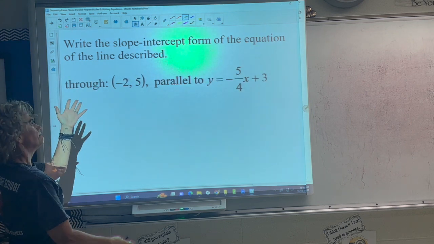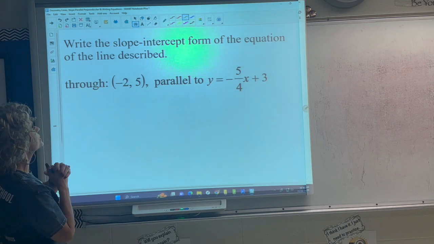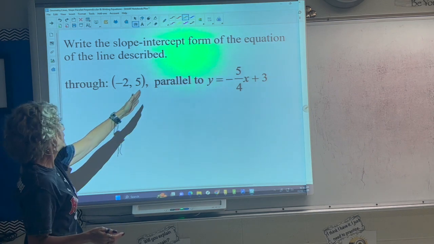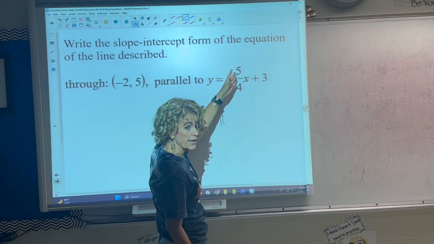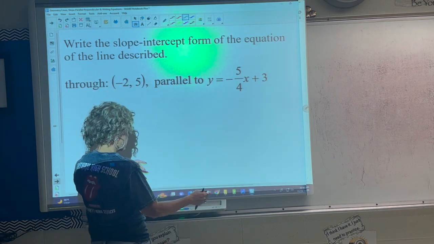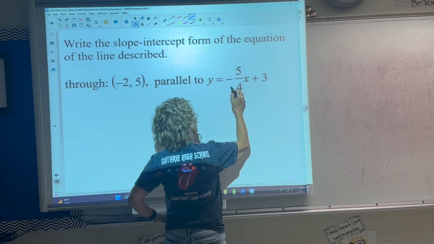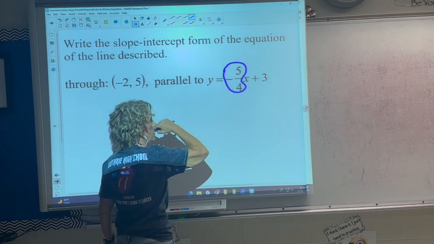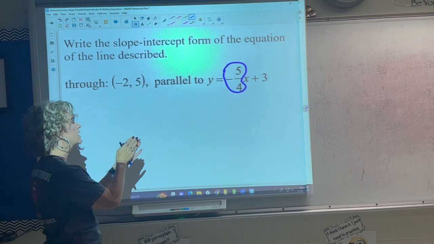Okay. Same song and dance. Write the slope intercept form of the equation of the line described. Okay. Again, it's parallel. They gave us this so we know the slope that we're working with. And this is my point. So my slope here is not an understood 1. It is the coefficient of x. Okay. So it's a negative 5/4, parallel. Same slope.